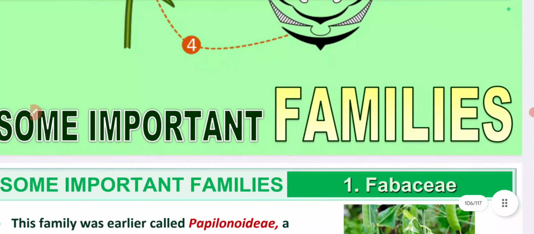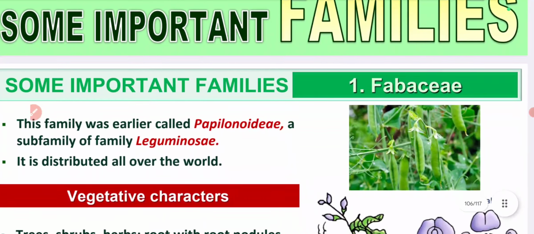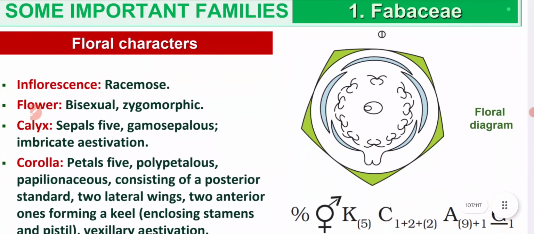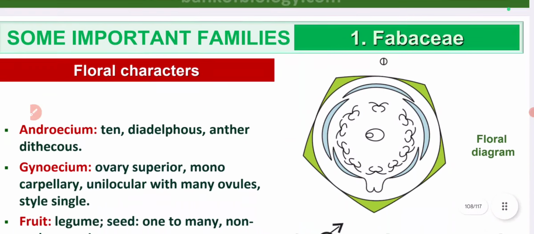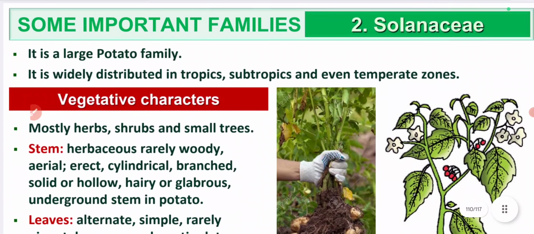So let's start some important families. As I told you in the beginning, we only go through a single family because for the other families NCERT directs the topic. So you only have to see the description of the particular family called Solanaceae. Here the first family, Fabaceae, is not in your NCERT, so you are skipping this topic. And second is your Solanaceae, which we are going to cover. It is a large potato family. It is widely distributed in tropic, subtropic and even temperate zones. So the potato family is called Solanaceae.